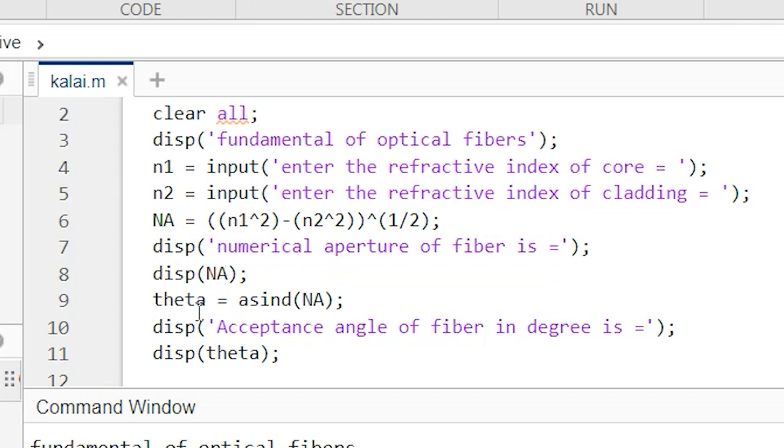Then display numerical aperture of fiber is equal to, display NA, which is numerical aperture, which gives the value of NA. Theta is equal to asind(NA). Theta is the acceptance angle, which is equal to asind(NA). NA we already know is the numerical aperture. asind is the sine inverse. So sine inverse of numerical aperture gives the acceptance angle. Then display acceptance angle of fiber in degree is equal to, and finally display theta.